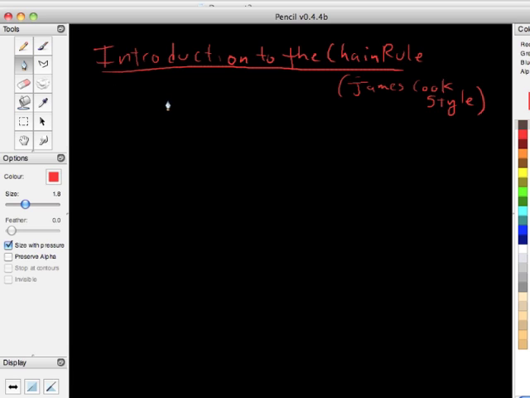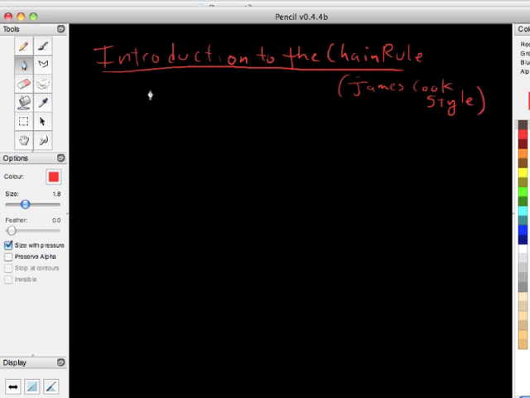This is Introduction to the Chain Rule, and this is a James Cook style lesson. James Cook was the greatest British discoverer, and so this is a discovery sort of way to introduce the chain rule.